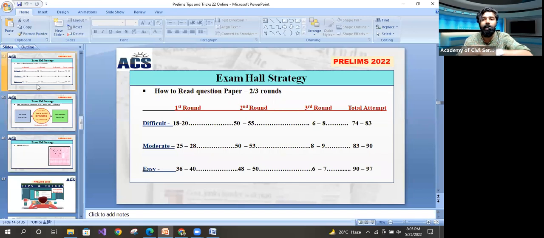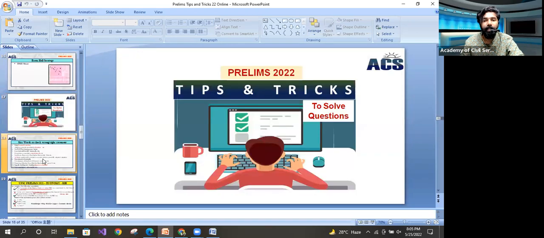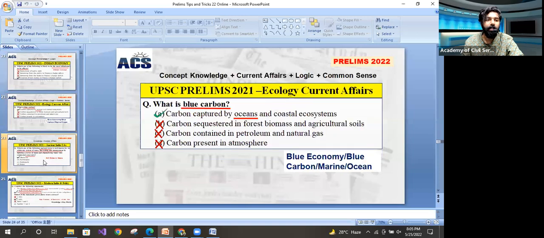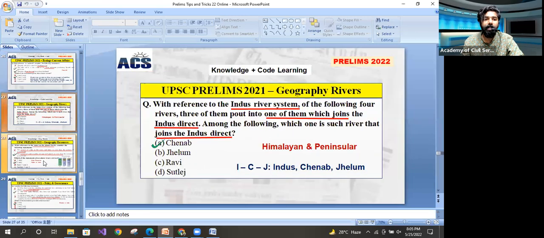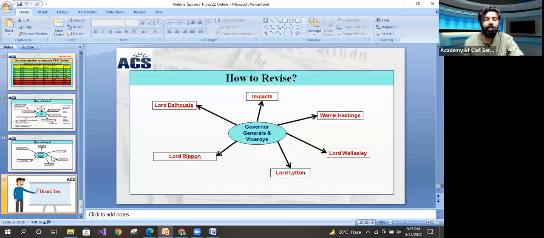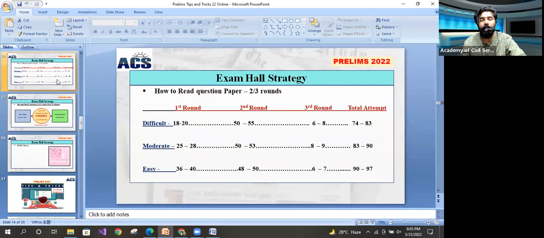Now you can take a break, and after that we'll have a discussion on the other strategies of the exam. Along with that, we'll also solve some questions of 2021. Some tips and tricks will be discussed, and some question solutions also. Then we'll conclude the session. So you can take a 10 minutes break now, and we will continue the session at 8:15. Okay, you can take a break and come back at 8:15. We'll continue the session. Thank you.